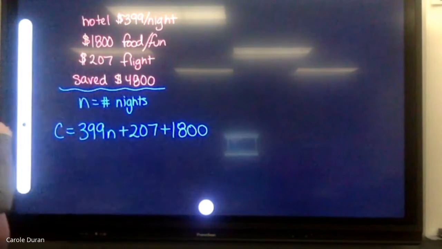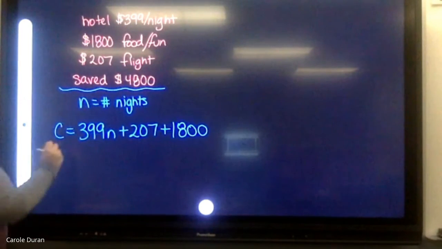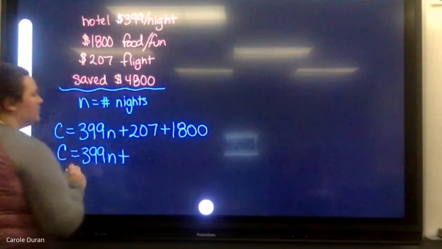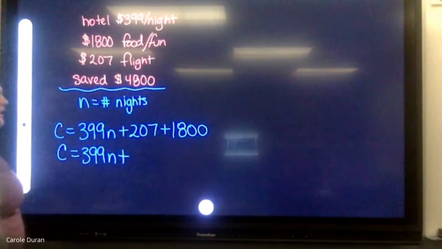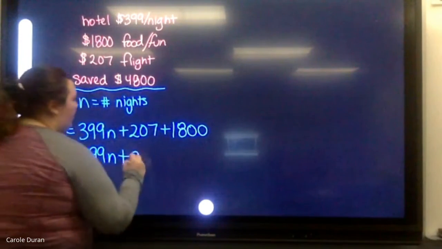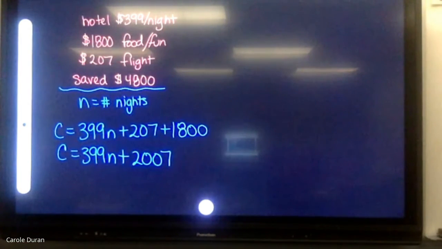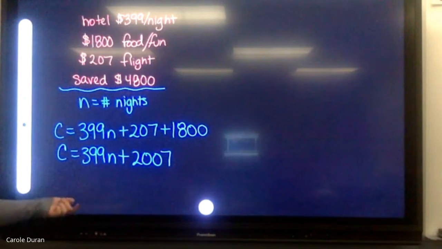So then we simplify this as much as we can. We have $399 per night, and then I put the 207 and the 1,800 together, and when I do, I get 2,007. So this is our generic equation to represent how much money it would cost for her to spend N number of nights at that hotel.